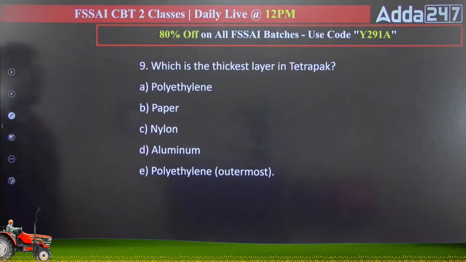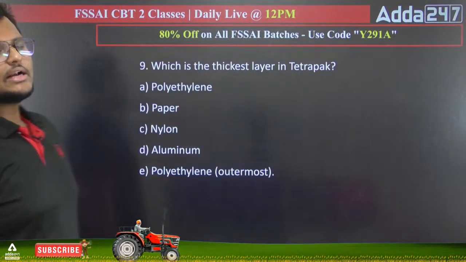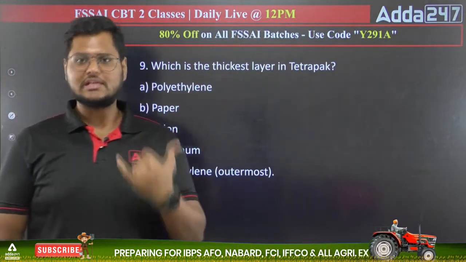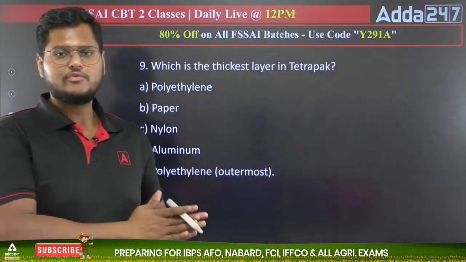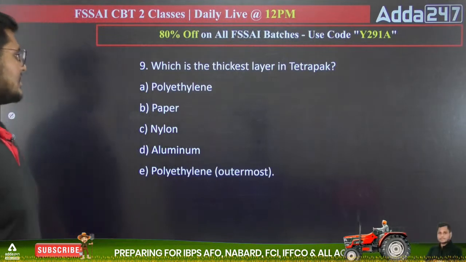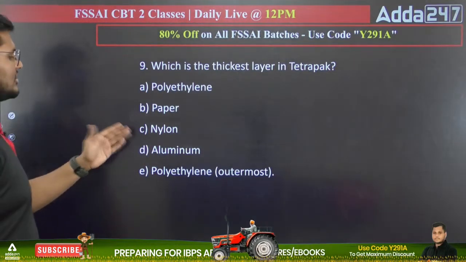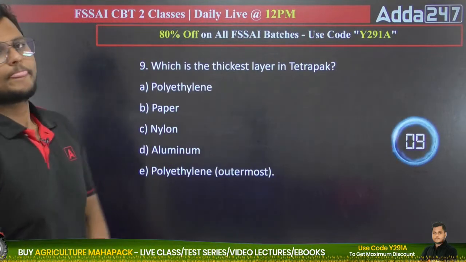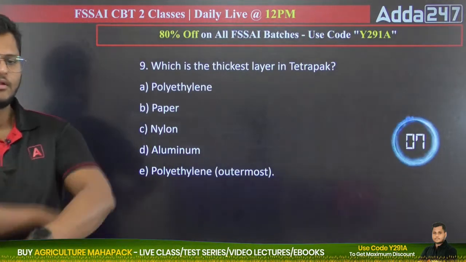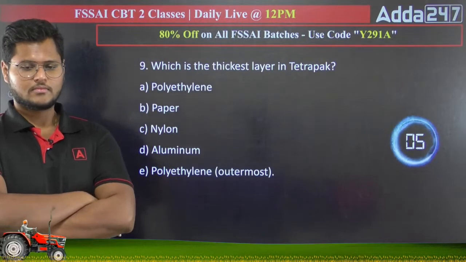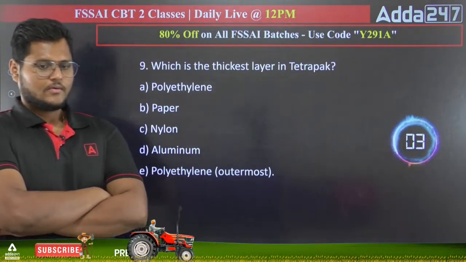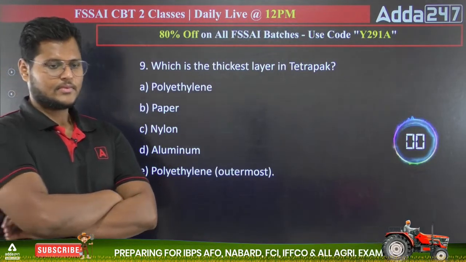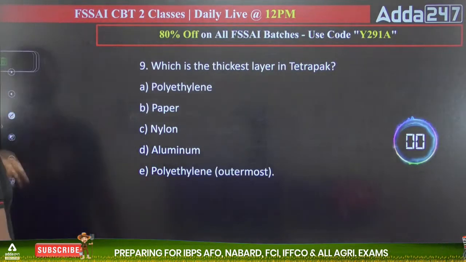Next, which is the thickest layer in Tetra Pak? Just now we studied the 6 layers of the Tetra Pak. Now tell me which of the following is the thickest layer? Polyethylene, paper, nylon, aluminium, polyethylene outermost. What will be the right answer? D, aluminium.